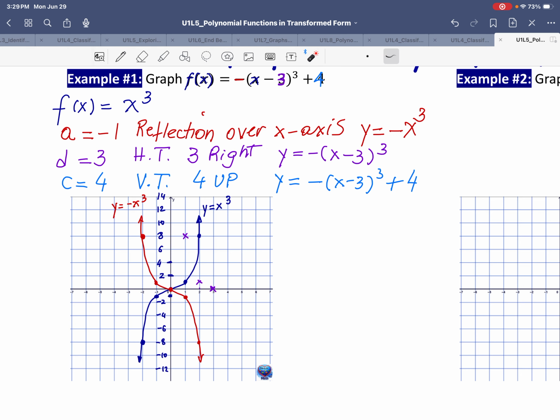Next, we're going to the right 3 here. 1, 2, 3. And to the right 3 for this point. 1, 2, 3, and there we go. We'll connect these points in a nice smooth curve again. And we'll label the graph by its equation. So y equals negative (x minus 3) to the power of 3.